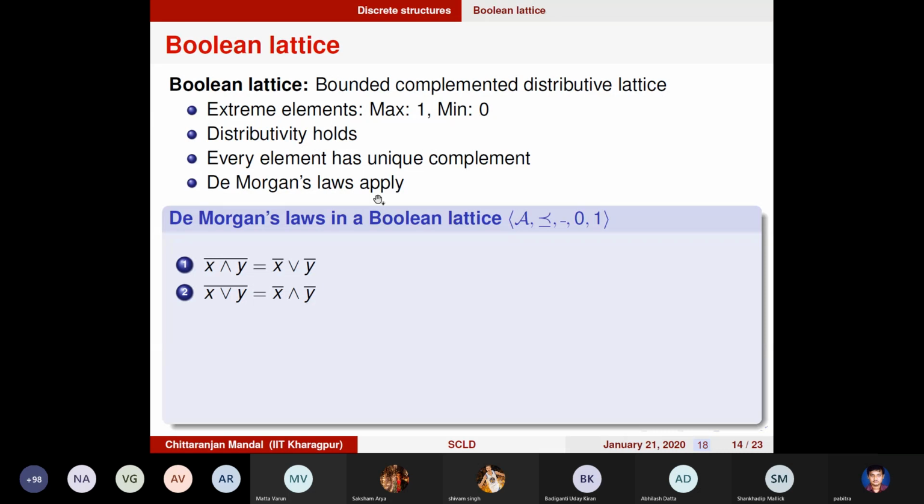So let's take distributivity. Then this together defines what a Boolean lattice is. It's a special type of lattice which has boundary elements, which has a complement for every element, and which is distributive. And De Morgan's law follows from that. So this is the Boolean lattice.